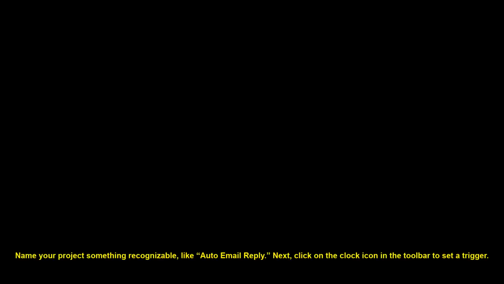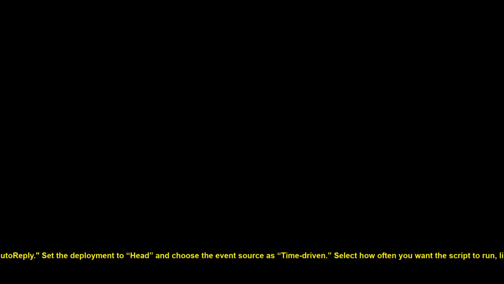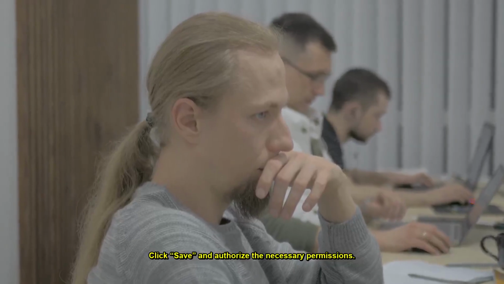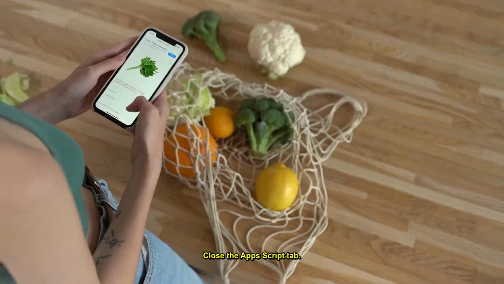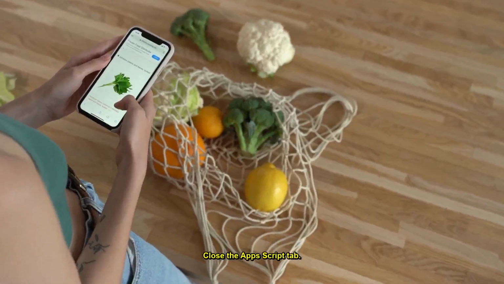Save the script by clicking on the disk icon in the top left corner. Name your project something recognizable, like Auto Email Reply. Next, click on the clock icon in the toolbar to set a trigger. Choose Add Trigger in the bottom right corner. Select the function name as autoReply. Set the deployment to Head and choose the event source as time-driven. Select how often. Click Save and authorize the necessary permissions. Close the Apps Script tab.